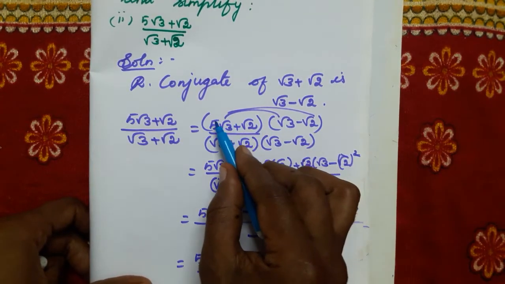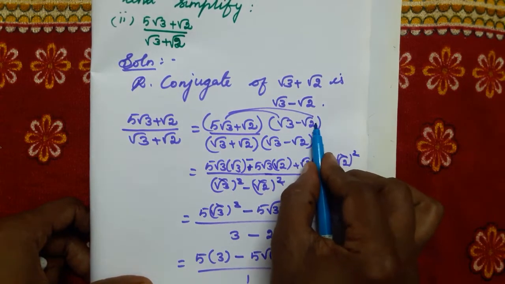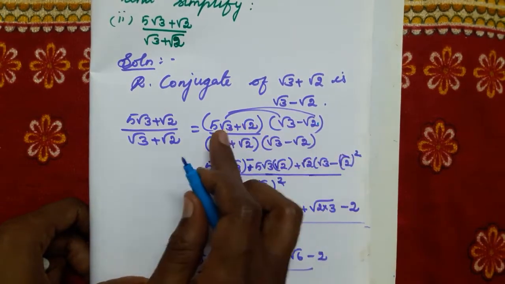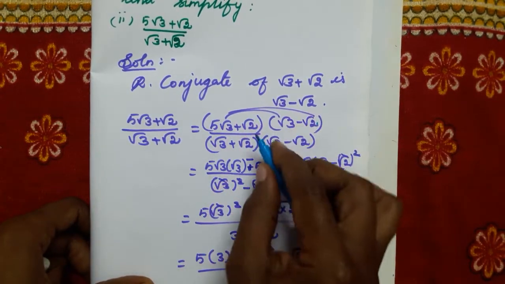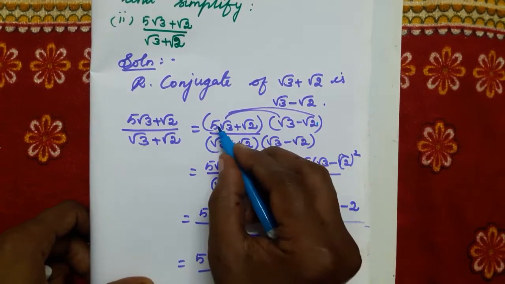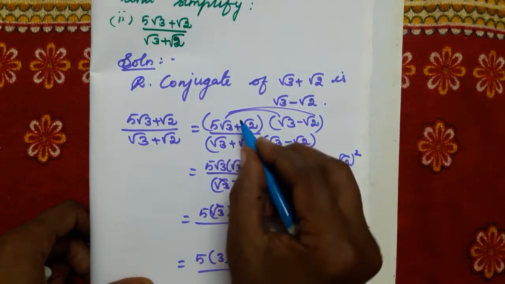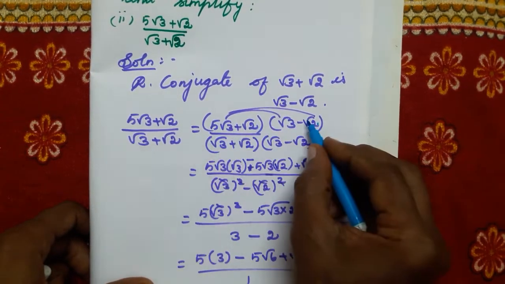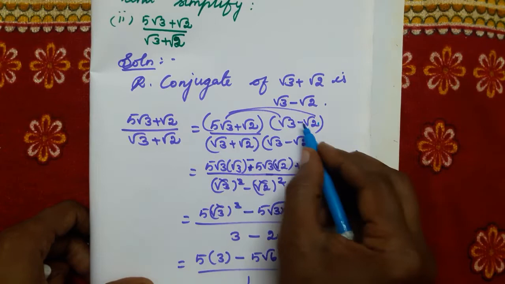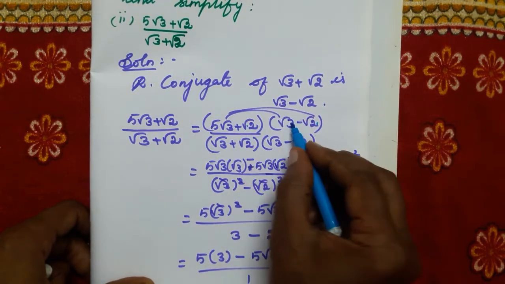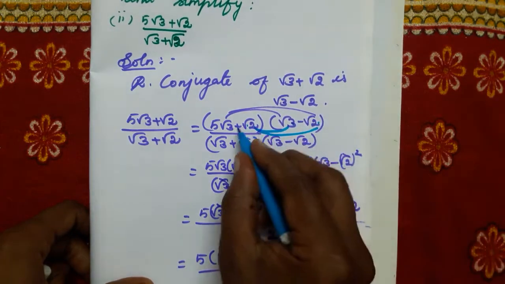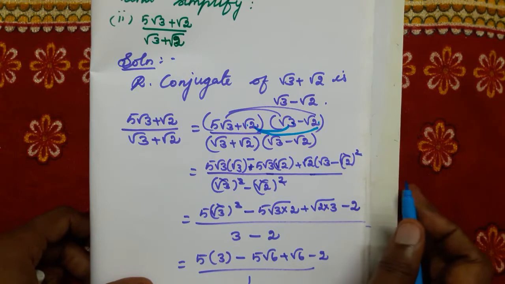First, we have to multiply both the term root 3 minus root 2 with 5 root 3. Next, we have to multiply root 3 minus root 2 with root 2. First, 5 root 3 into root 3. Next, plus into minus, minus 5 root 3 into root 2. Next, plus into plus only, root 2 into root 3. Next, plus into minus, minus. Root 2 into root 2 means root 2 the whole square.